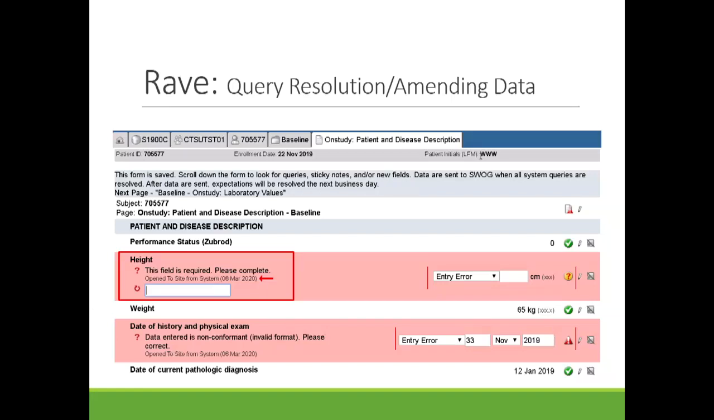On the left-hand side of the screen is an example of a system query that fired because the height field was left blank. And you can tell this is a system query because under the query, it says open to site from system. And another example of a system query is the non-conformant error that fired at the bottom of the form because the date entered, November 33rd, is invalid. And you can also see the red triangle icon for non-conformance next to the date itself.